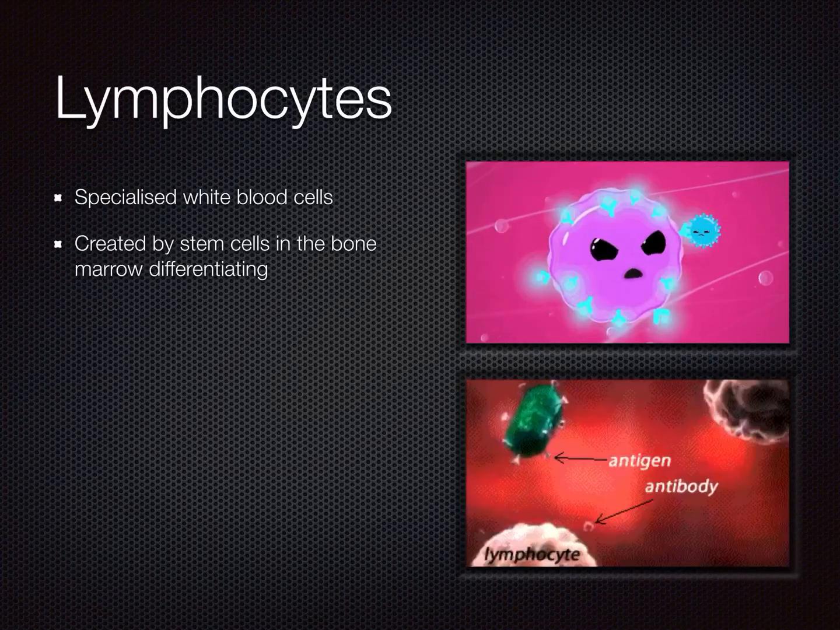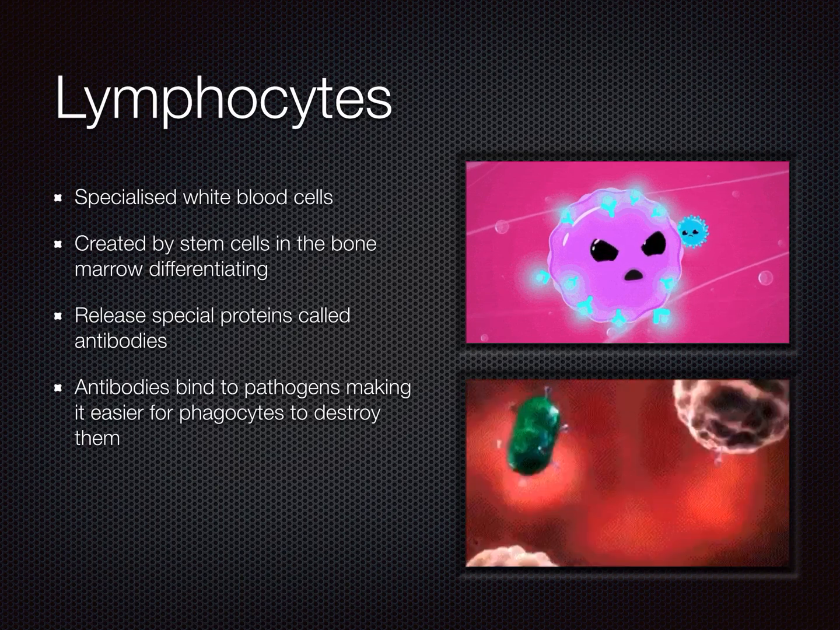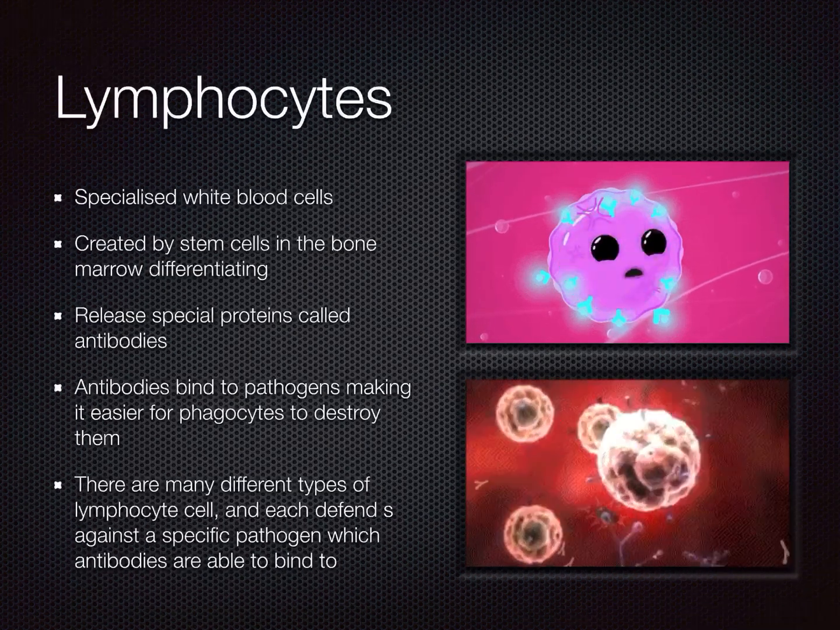So again, it's a specialised white blood cell. It releases antibodies, and the antibodies bind to pathogens, and it makes it easier for the phagocytes to destroy them.